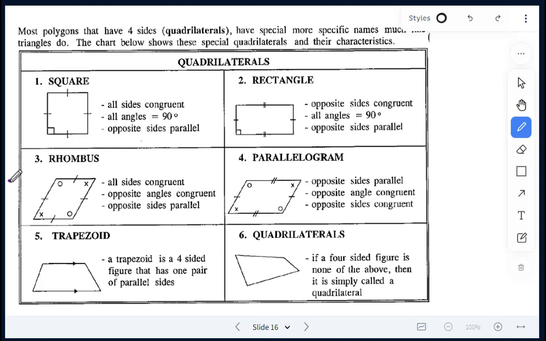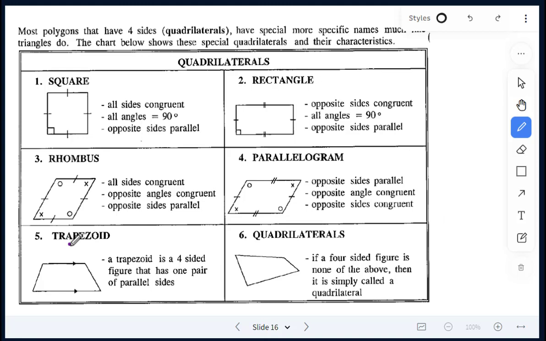In a rhombus, it's like a tilted square. All sides are congruent, shown by the dashed lines. However, opposite angles are congruent. So this angle would be the same as this angle, and an angle here would be the same as this one here. So opposite angles are congruent, as well opposite sides are parallel. In a parallelogram, again, it's like a tilted rectangle. Opposite sides are parallel, these 2, and then these 2 sides. Opposite angles are congruent. This angle is the same as this one, this angle is the same as this one, and opposite sides are congruent.